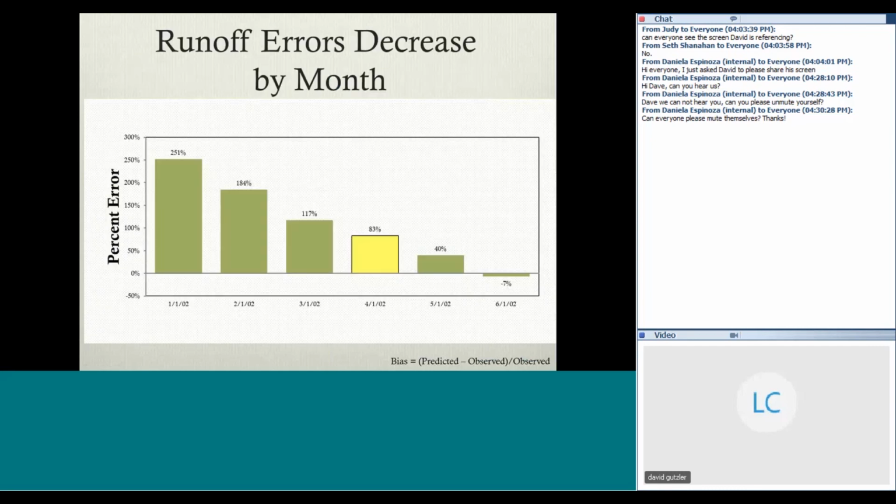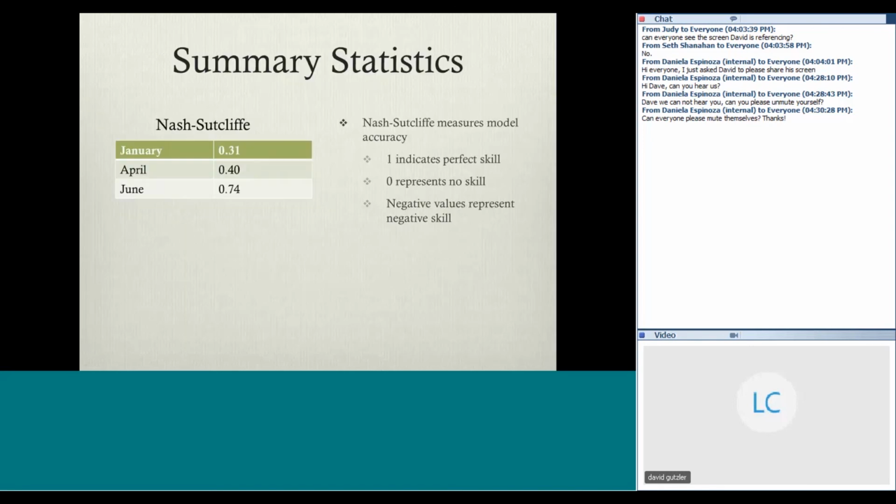What you can see is that the percent error, if we look at the column over on the far left, there's a lot of error in the water supply outlook forecast in January. The error goes down in February, and then again in March, and then there's April, May, and June. April 1st is typically the standard that is commonly used for making important decisions about water supply for the year. And this slide indicates how the errors change through the course of the springtime.